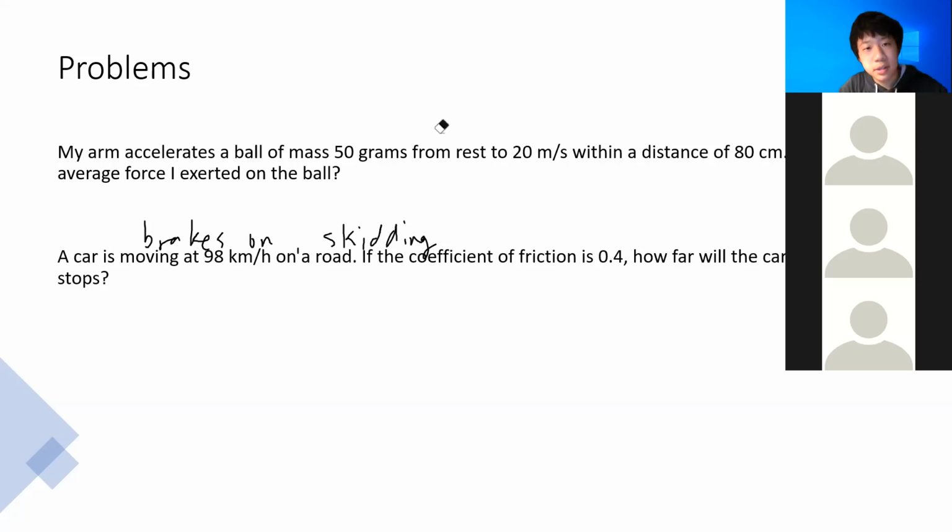Okay, so I'm going to go through these problems. For the first one, my arm accelerates a ball of mass 50 grams from rest to 20 meters a second within the distance of 80 centimeters. What is the average force I exerted on the ball?